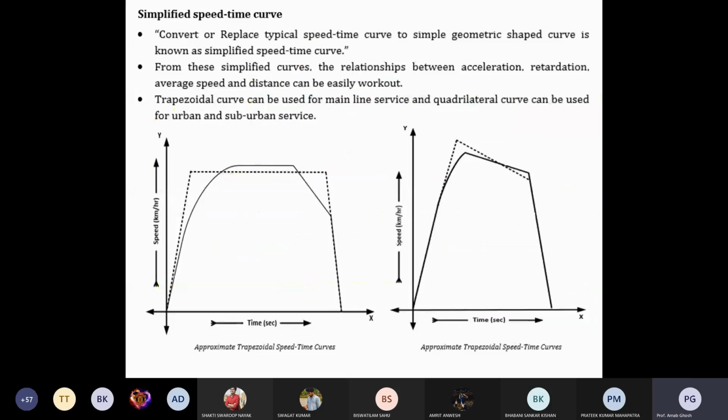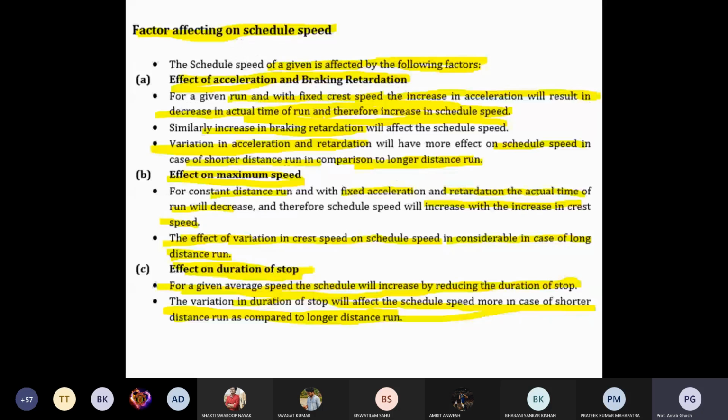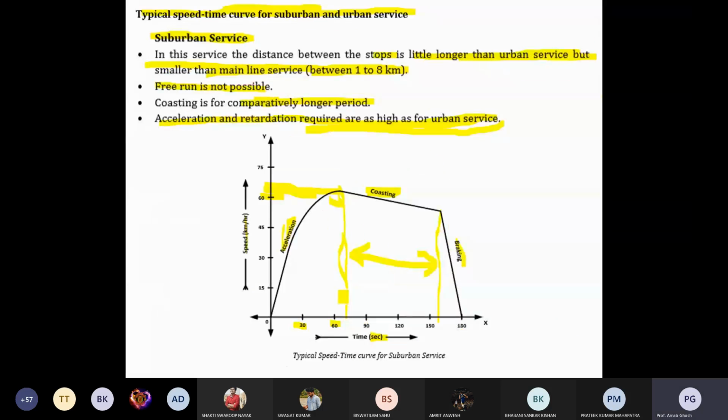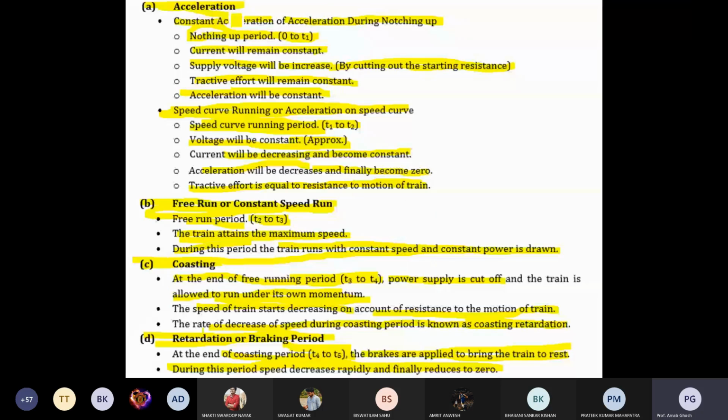Okay, so now we can go for the simplification. Basically, at the end of the day, we have to solve the numerical problem. For solving the numerical problem, the features of the schedule speed, the features of the speed time curvature, are important. What will finally be the shape, how does it look like? That is important for solving the numerical problem.